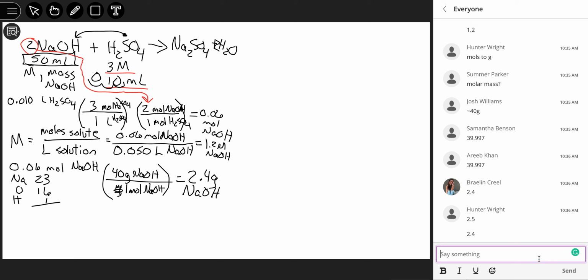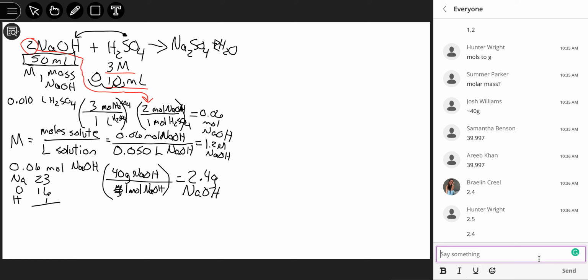not necessarily in the whole batch, but in 50 milliliters. That's the amount that it took to titrate it. Now you could go another direction with this also. You could say 2.4 grams of sodium hydroxide was used to titrate 10 milliliters of sulfuric acid. If 50 milliliters of sodium hydroxide was used, what's the molarity of sodium hydroxide and what's the molarity of sulfuric acid?